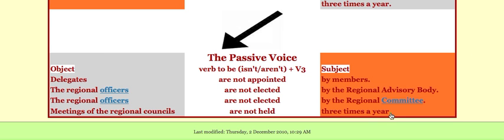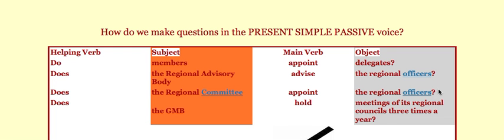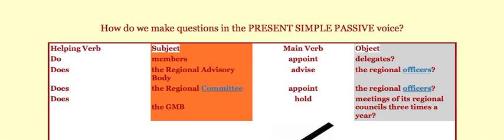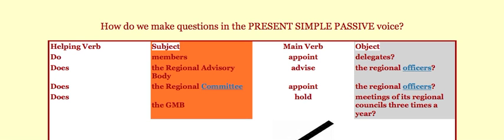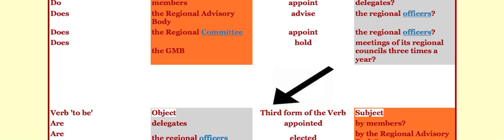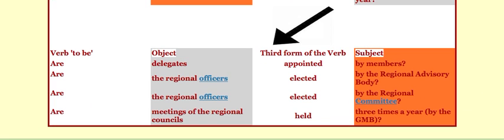Let's see how you make questions now. First we see how to make questions in the active voice, so do members appoint delegates? Does the GMB hold meetings? Now let's have a look how to make it in the passive. Well, first we have the verb to be, in this case are, then the object, then the third form of the verb, and then the subject. So are delegates appointed by members?